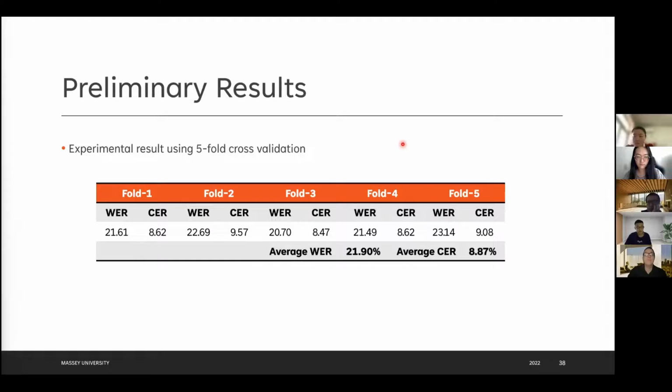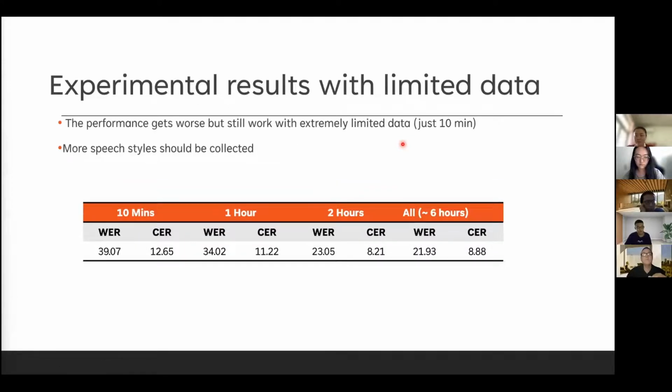Each fold is very consistent here, but the scores that matter are the average scores. We achieve an average of 21.9% word error rate on Māori speech data on the test set, and similarly, we achieve 8.87% character error rate. Here, we also experimented with extremely limited data. We fine-tuned the model on 10 minutes of data, and with 10 minutes it fairly achieves around 40% word error rate and 12% character error rate.